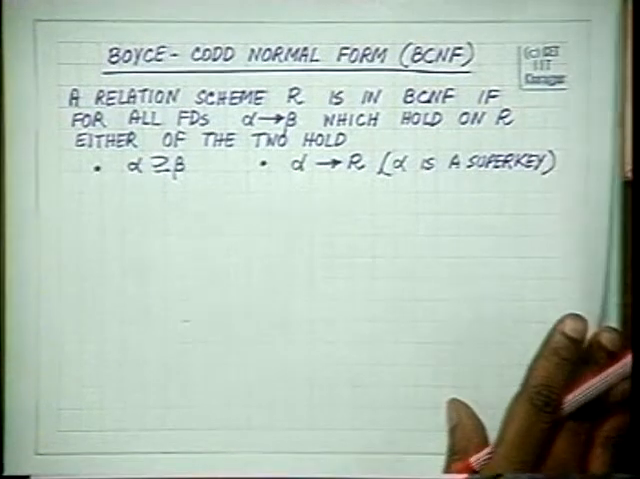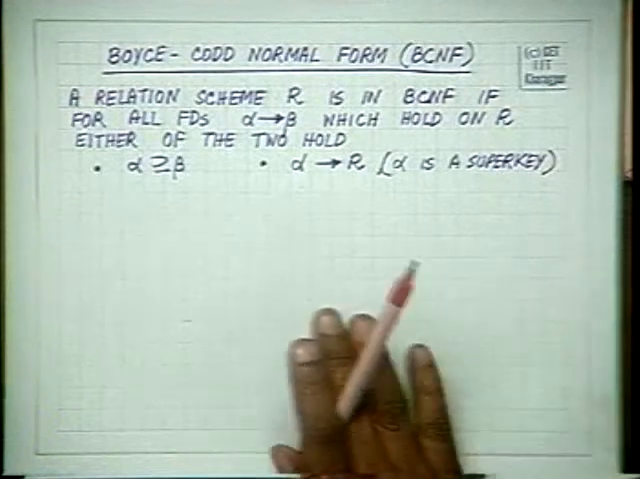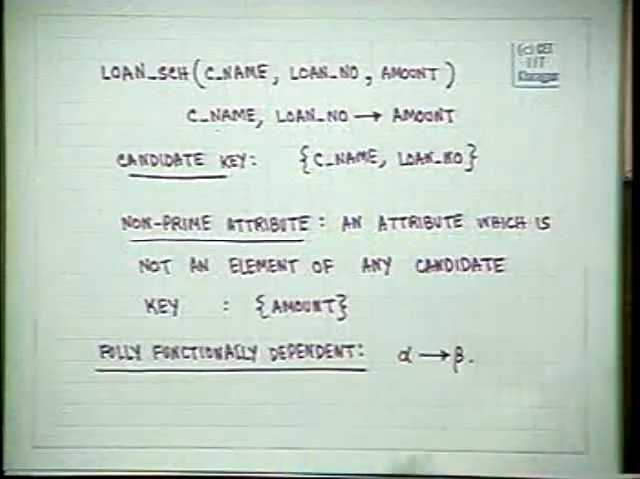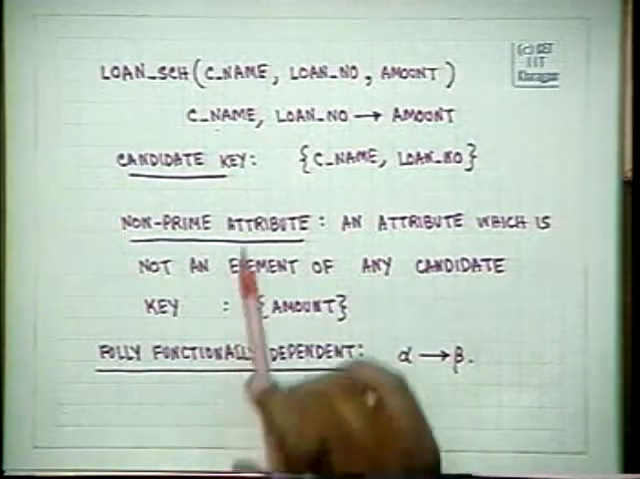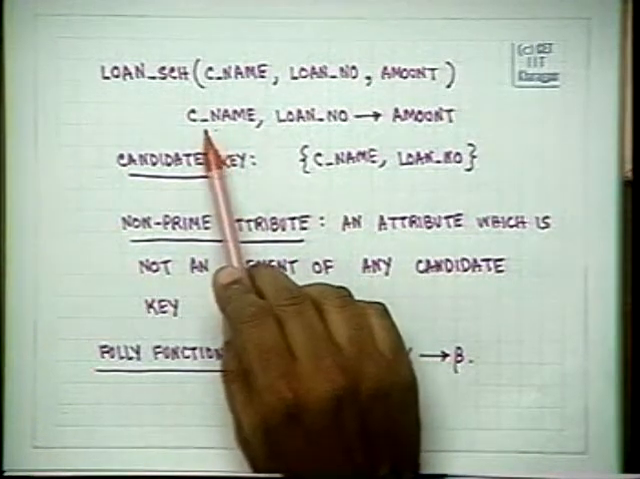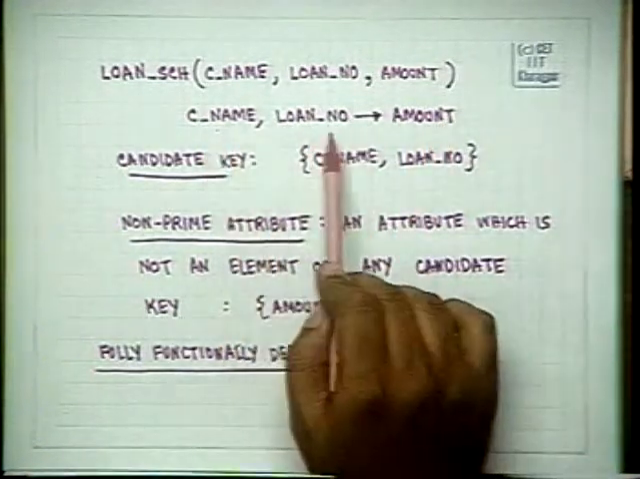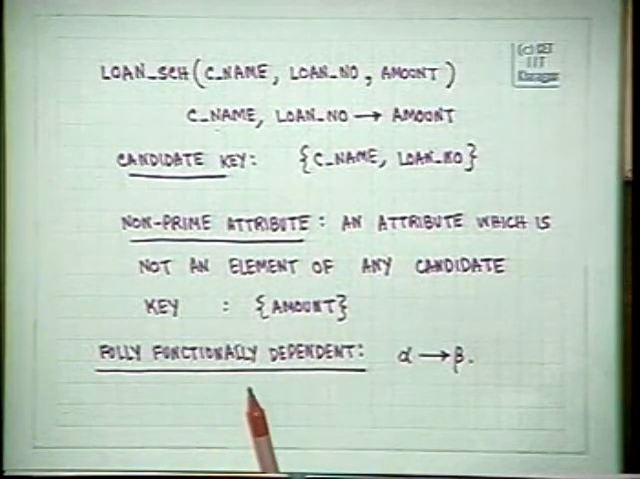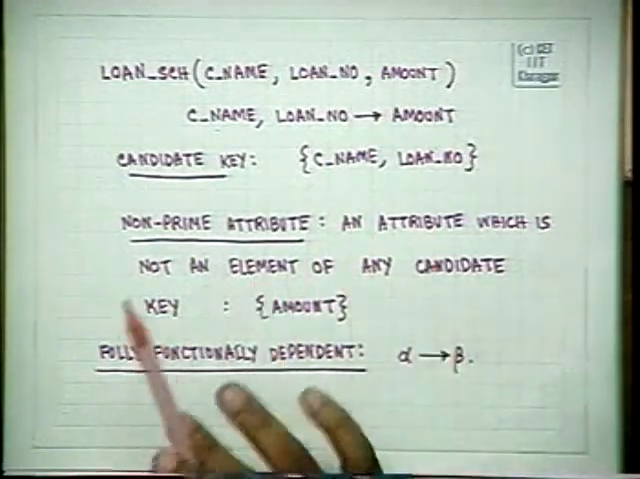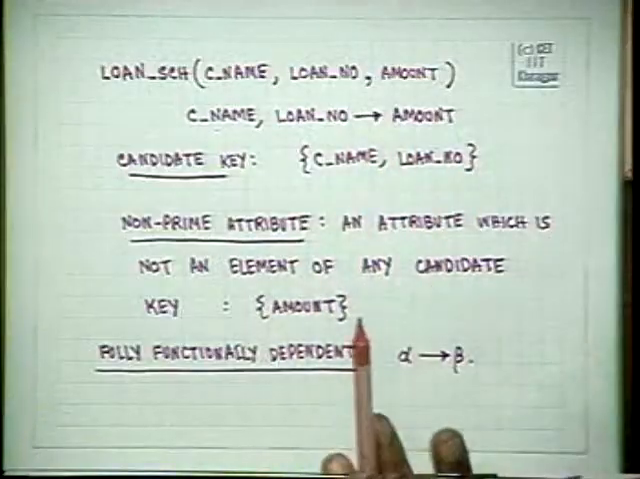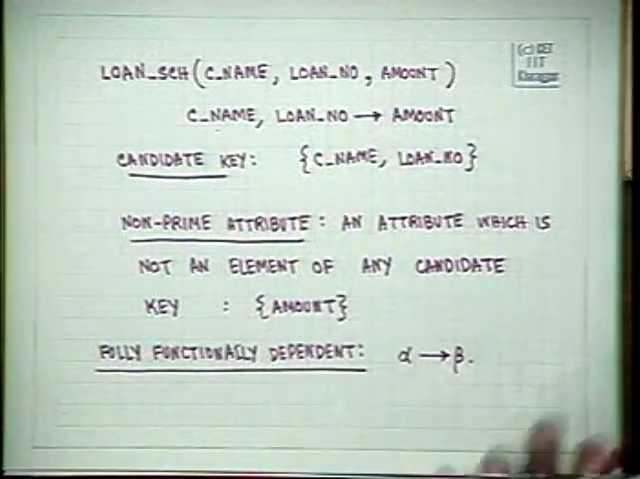Now let us see what is the meaning of this. Let us go back to all our examples one by one. Let us come to this example. It just says if alpha to beta holds, then alpha must be a superkey. That's all. Otherwise the dependency is trivial. We did not even write down the trivial functional dependencies. And here it holds. So this is in Boyce-Codd normal form.